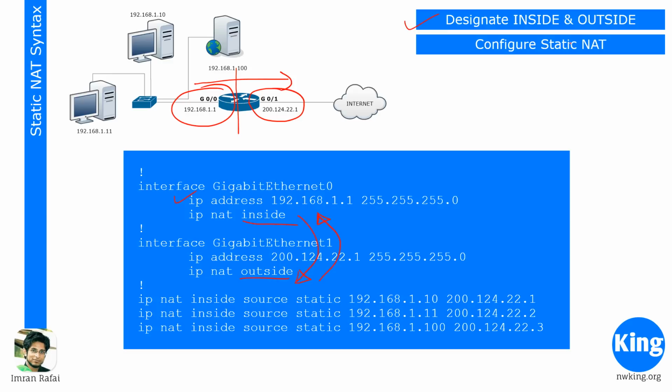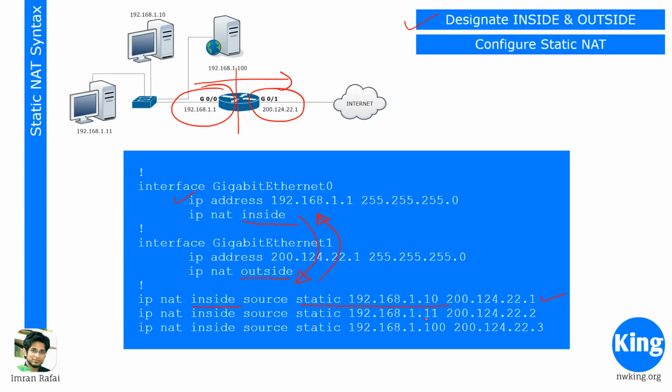Then you configure static NAT. Like we said, if there are 10 devices, then we need to have 10 static assignments. In this case, we have 3. So we're saying ip nat, from inside, the source is static, so it is 192.168.1.10. We're telling 192.168.1.10 should be translated to 200.124.22.1. That is your first translation.